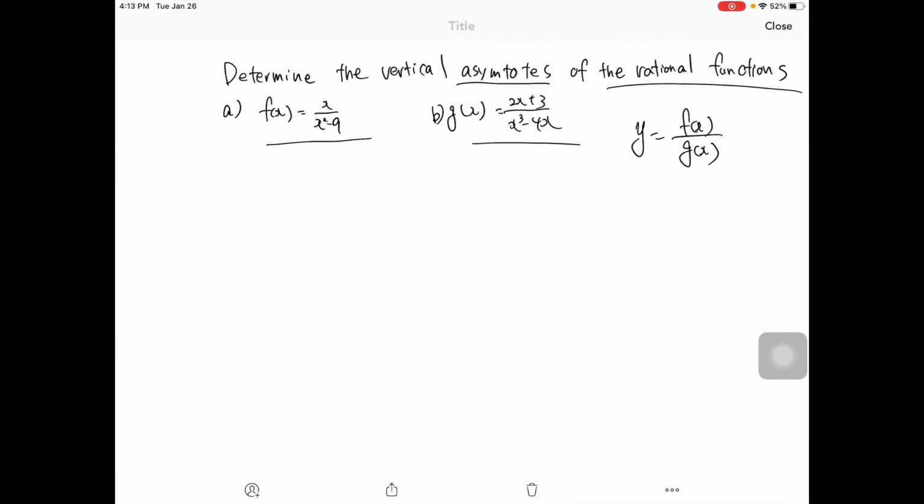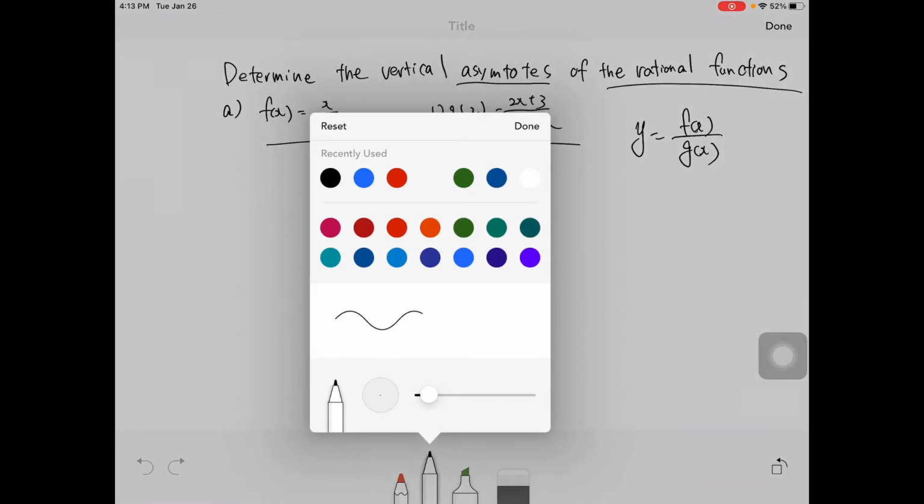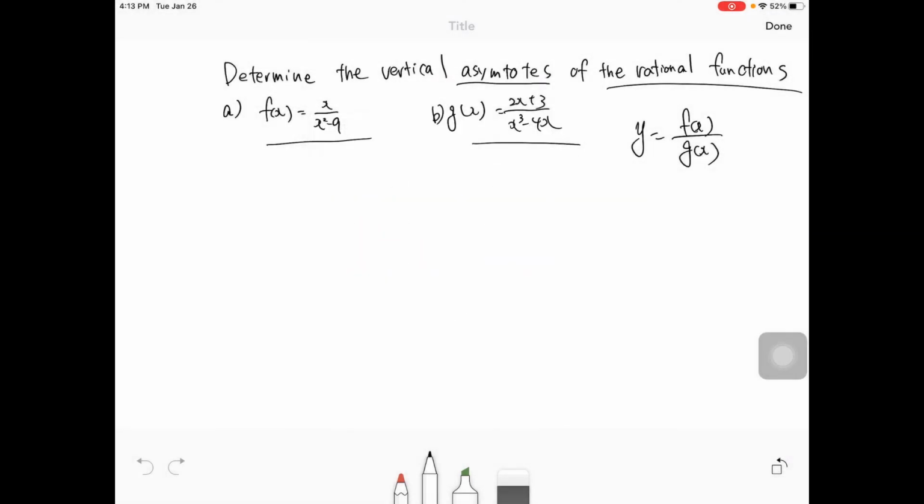Then in this question, you need to find vertical asymptotes. How can you find them? So you need to find this line, the vertical asymptote, which the graph is going to get close to but never reach. Okay, then what do you need to do to find vertical asymptotes?